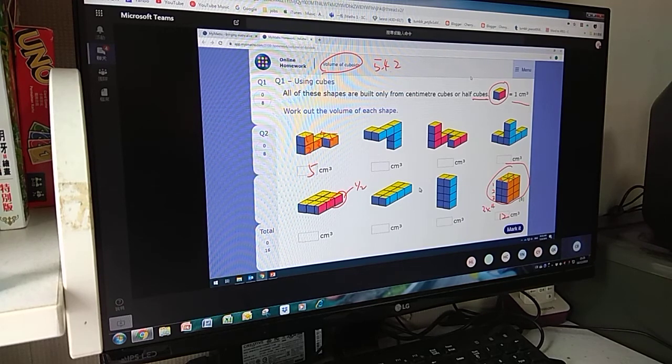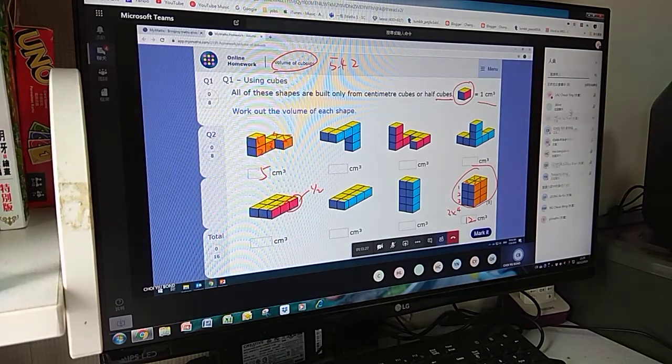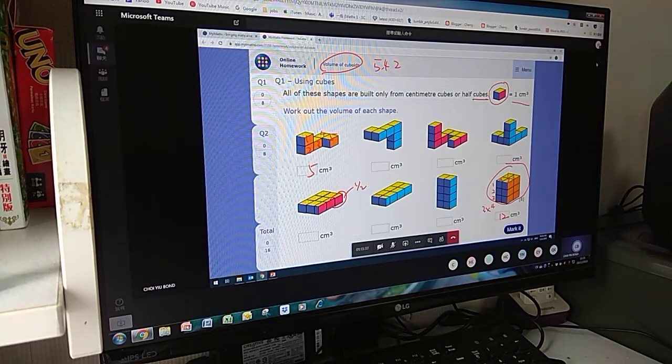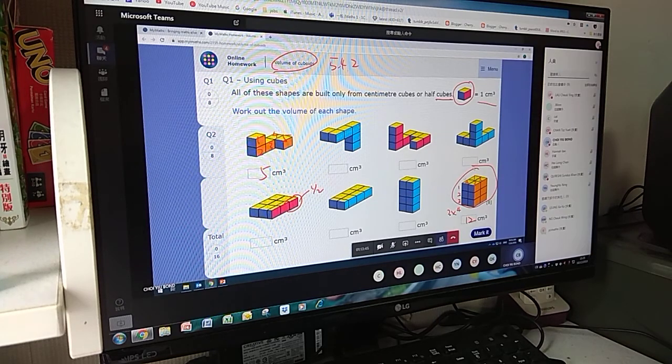So maybe I give you some 1 minute to think about the question. If you think the question is very simple and you already complete the question, you can move on to the next page, that is this one. Or if you really finish all the questions in the 5.4 and 5.5, you can start the question in topic 4, geometry.